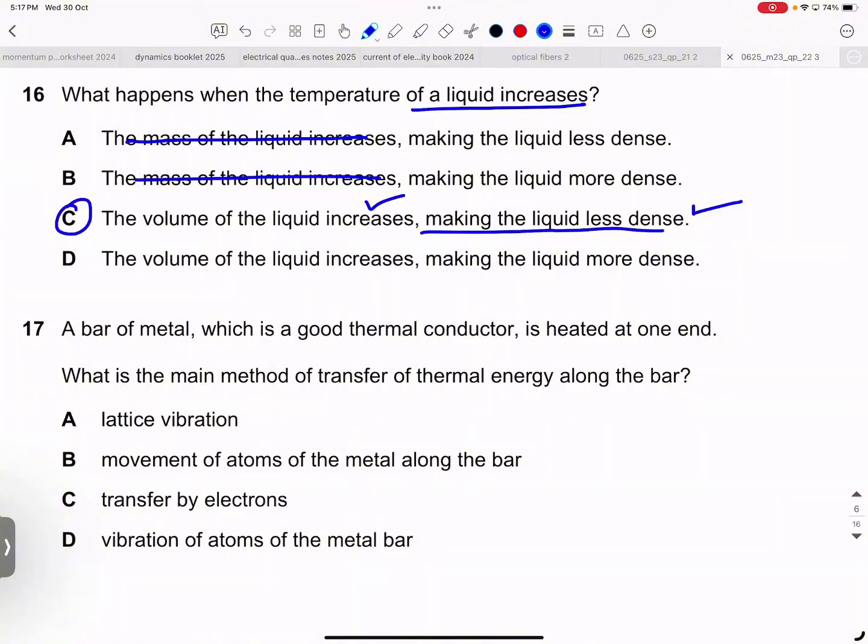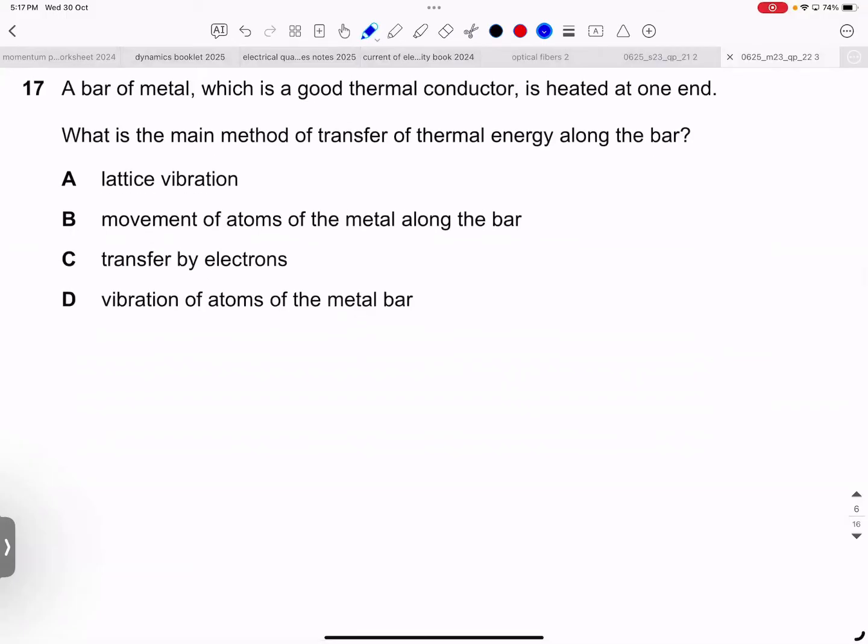Question number 17. A bar of metal, which is a good conductor, is heated. What is the main transfer of thermal energy along the bar? Metals have two things. One is the movement of electrons, other is lattice vibration. So movement of electrons we need to find. Only option C has movement of electrons. Question number 18.